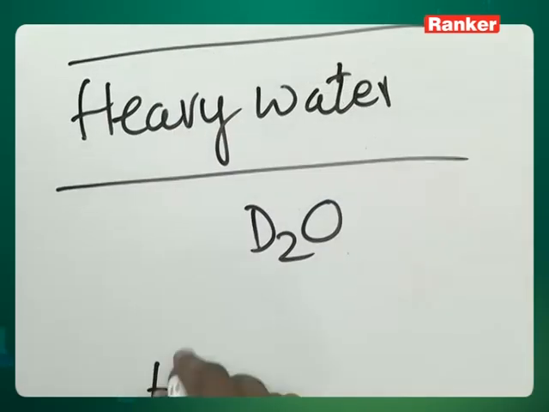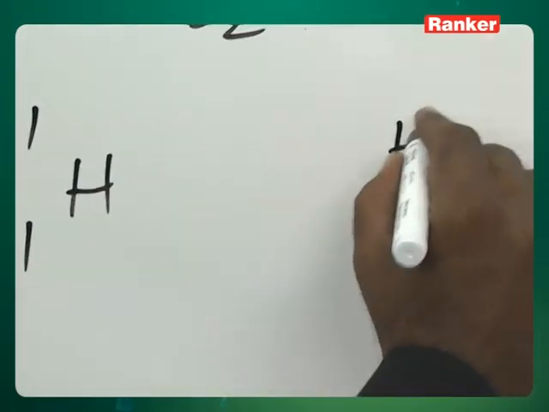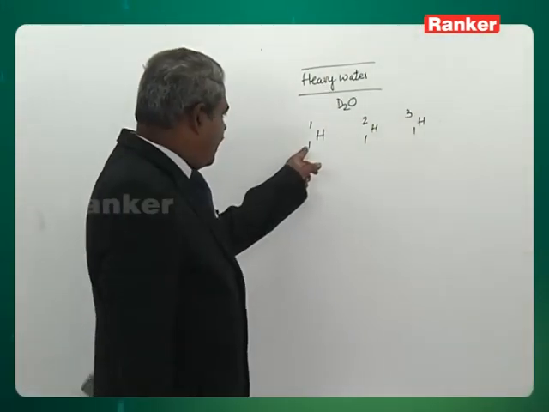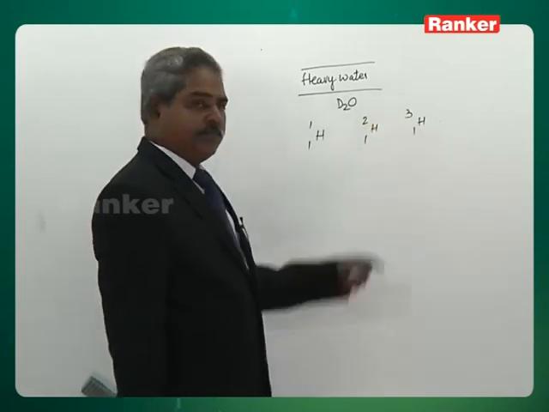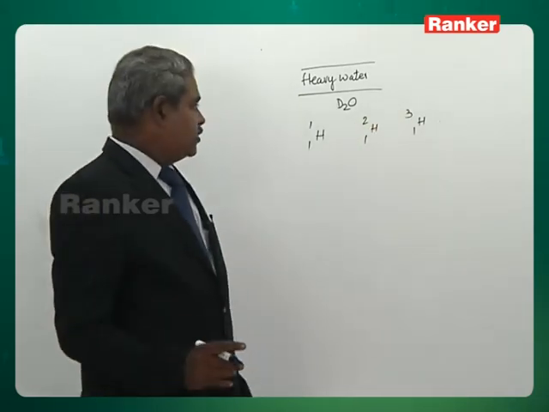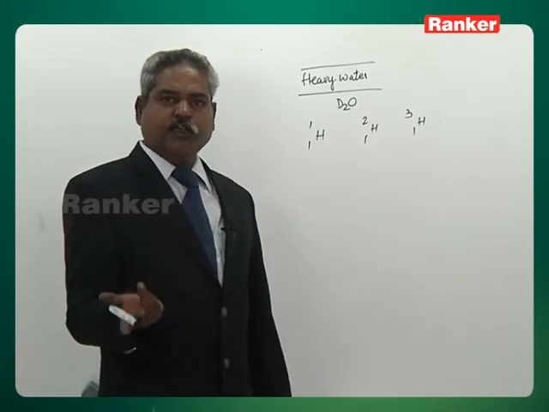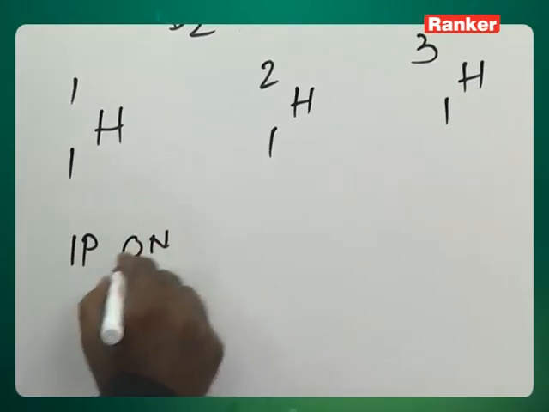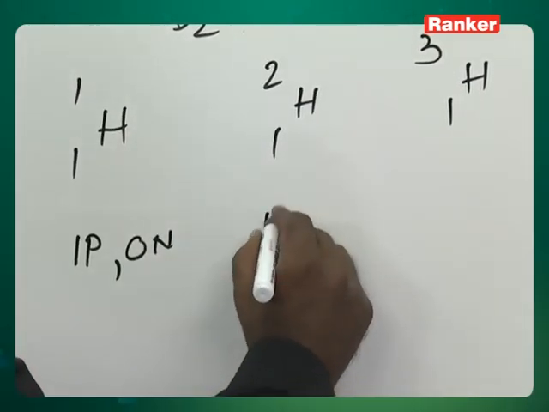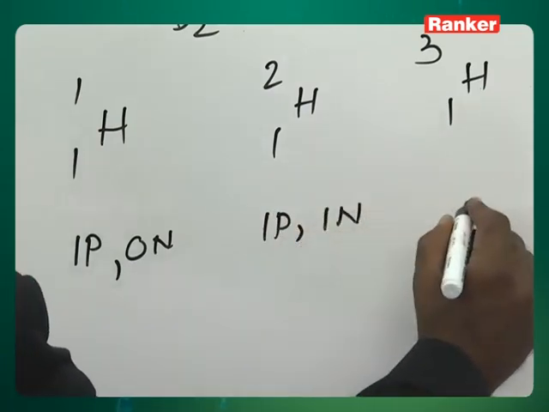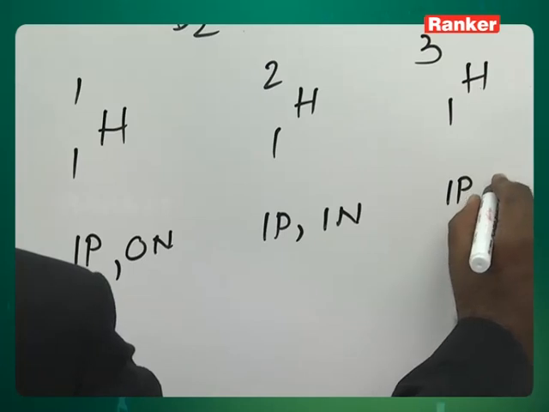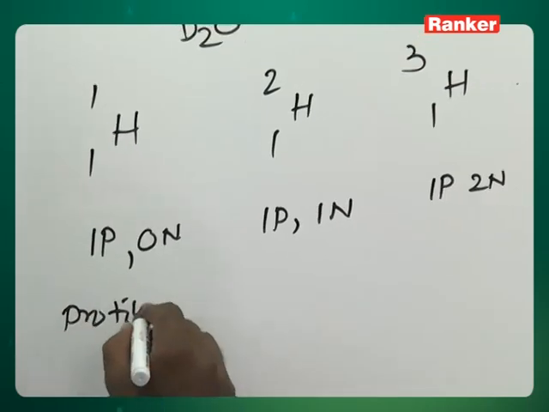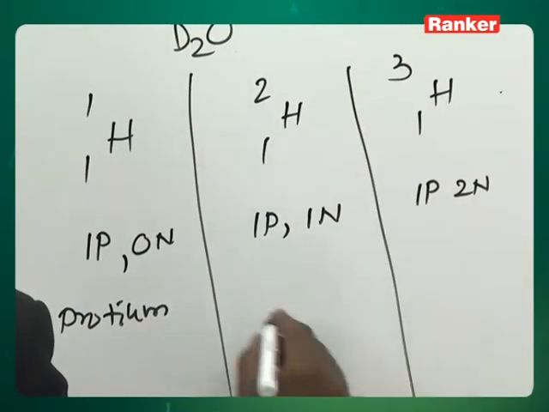Because you have 3 isotopes of hydrogen, H-1, H-2, H-3. What are isotopes? Same atomic number but differing mass number, because protons and electrons are fixed. Neutrons can be anything. Here you have 1 proton and 0 neutrons, no neutron at all. Here you have 1 proton and 1 neutron. Here you have 1 proton and 2 neutrons. H-1 is called protium. H-2 is called deuterium.